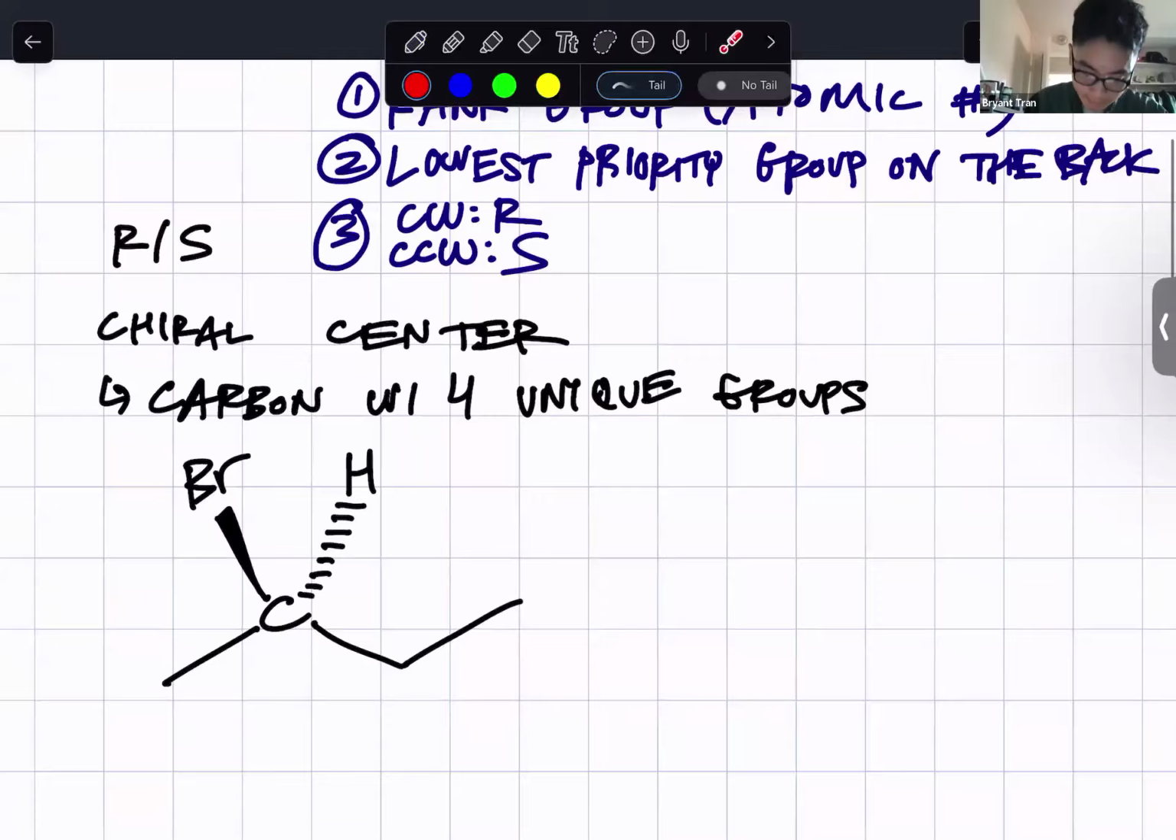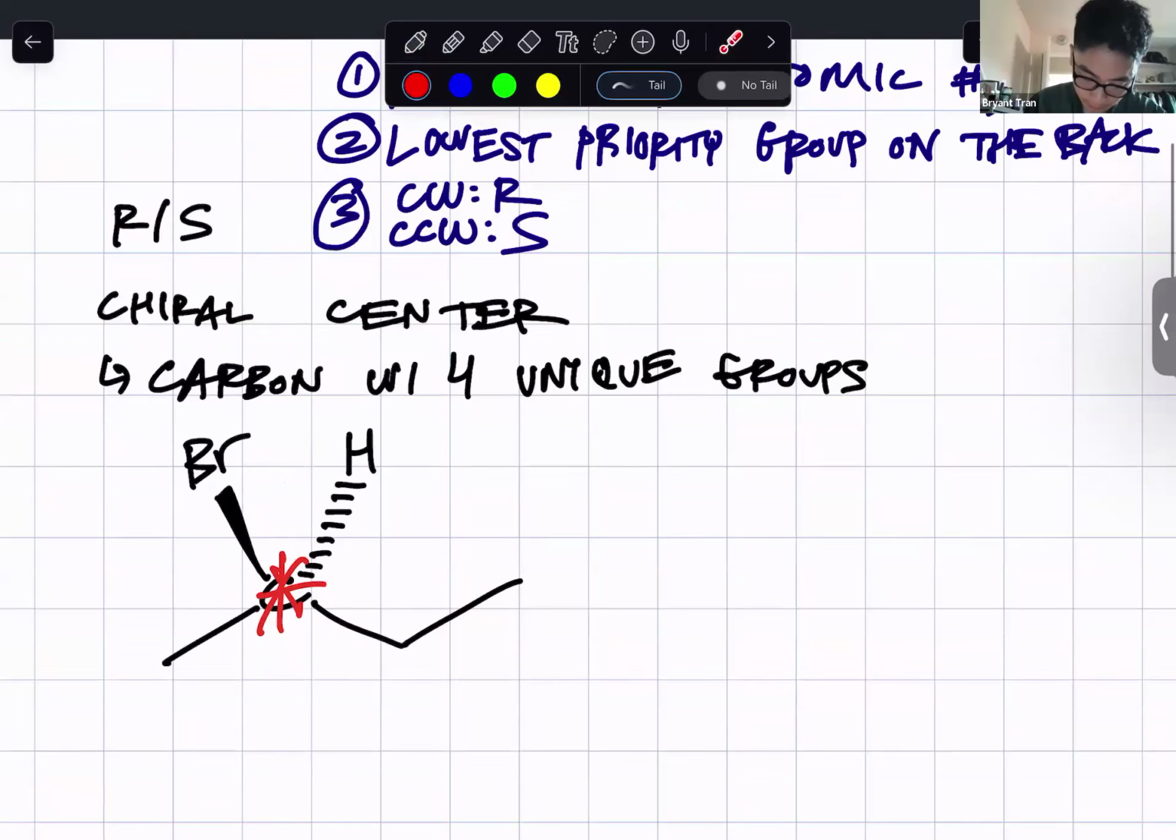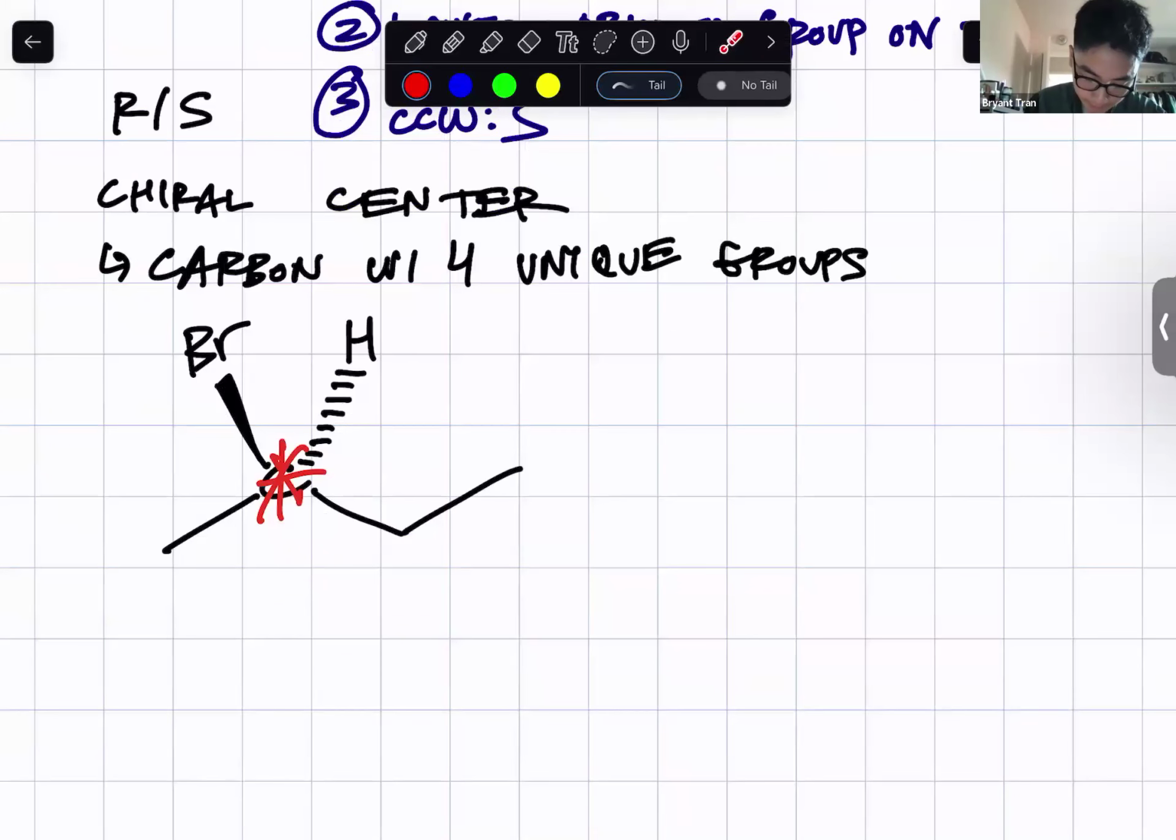Right. So let's take a look at this chiral center here. We see that there are four groups attached to it, and the atom that you're looking at here is the very first atom attached to this carbon. We have a bromine, a hydrogen, a carbon, and a carbon. Bromine has the highest atomic number, so that is priority group number one. Hydrogen has the lowest atomic number, so that is going to be priority group number four.